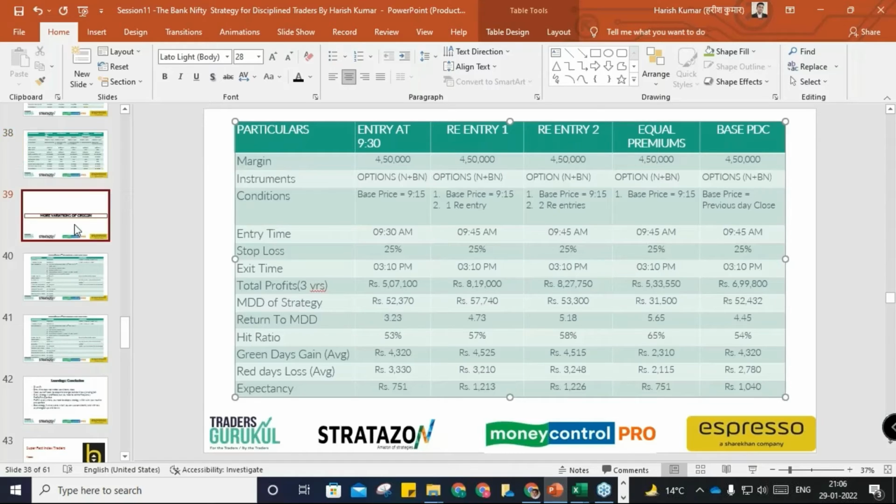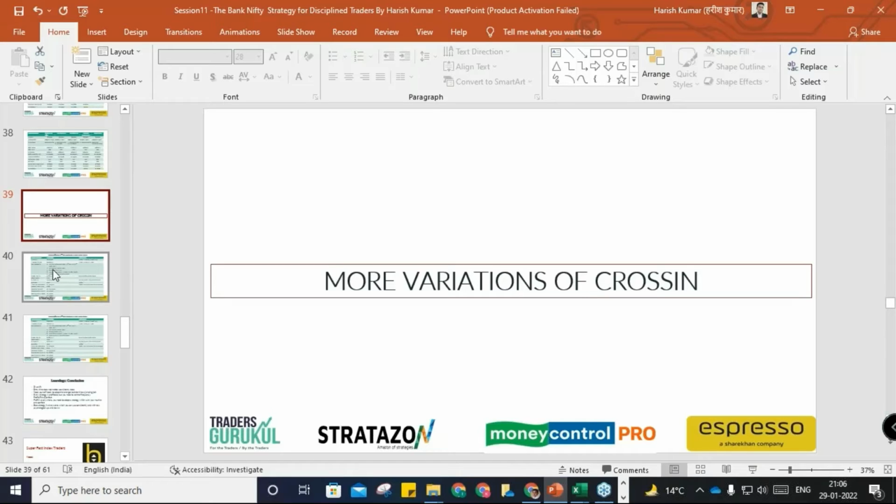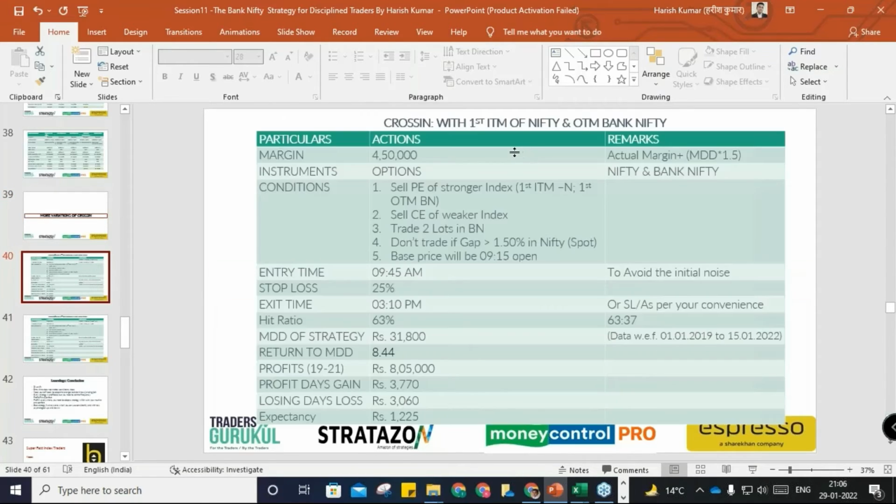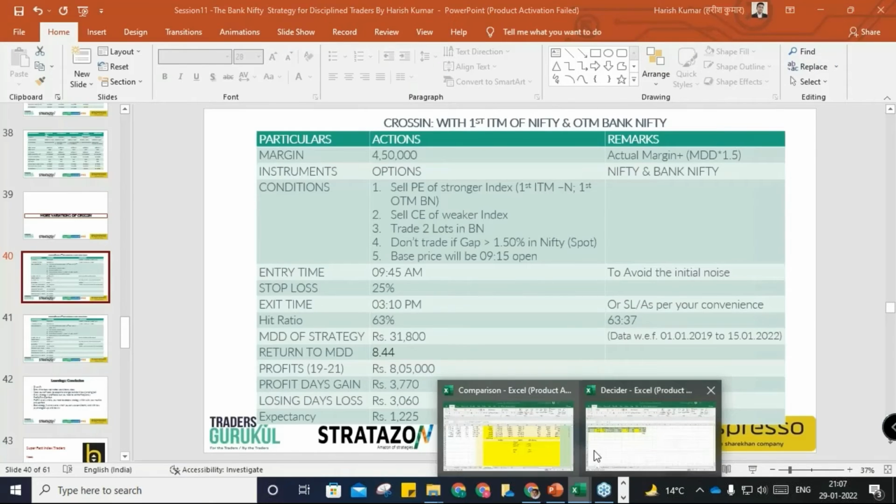There are some more variations in crossing which I found useful, so I thought I should share these variations with you. As I told you, Bank Nifty is normally giving you more premium at the money as compared to Nifty. So what if I take more premium of Nifty in a single lot itself? Suppose I'm going to the first ITM, just wait, I'm just telling you with the help of an example.